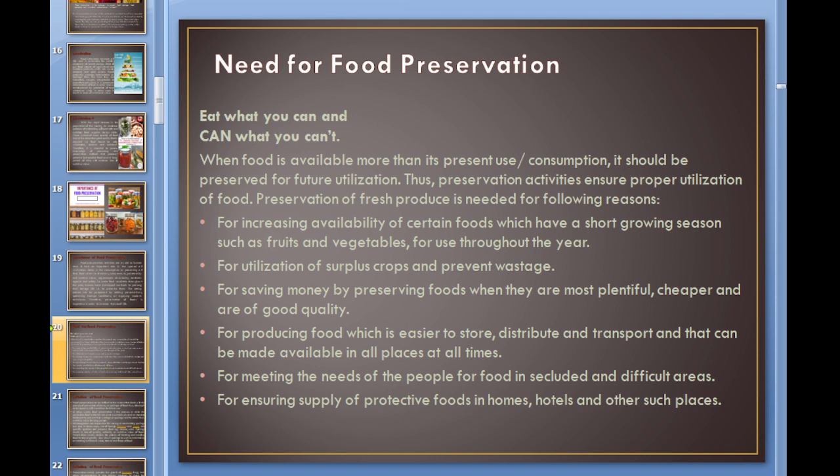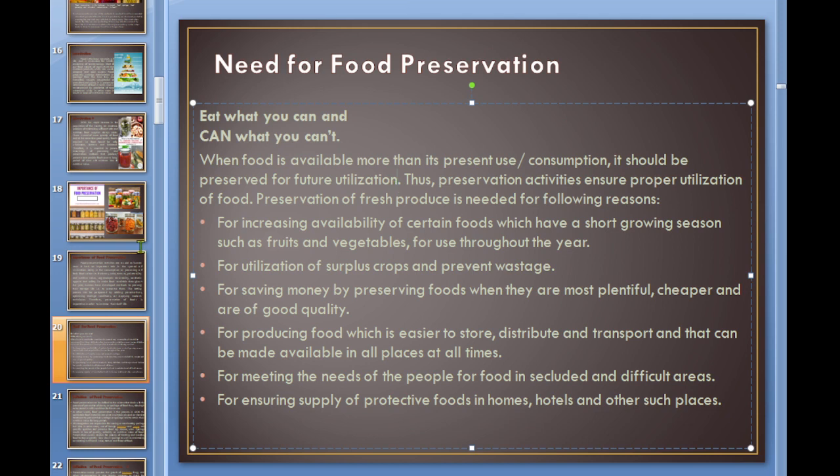So I have this quote here, class, that says, "Eat what you can and can what you can't." Okay, eat what you can and can what you can't. That means, if we translate it, class, eat what you can and preserve what you can't. That means if there is a surplus of the food we take, more than we need, we preserve it so it can still be useful in the future for food consumption. That is what we should think about.